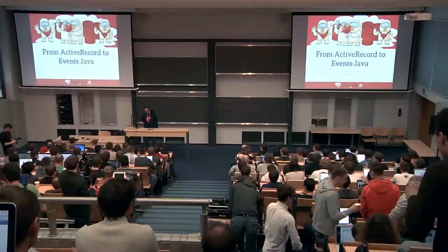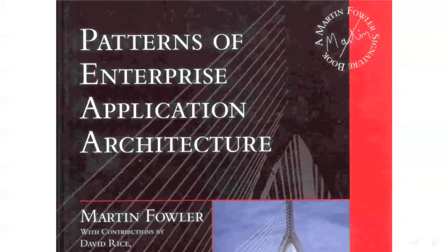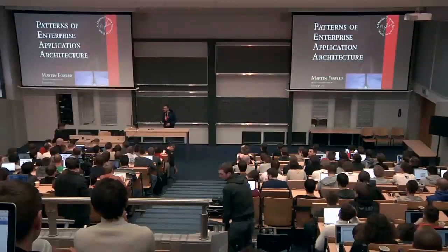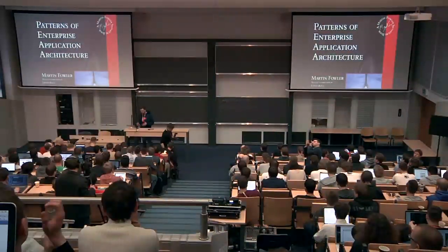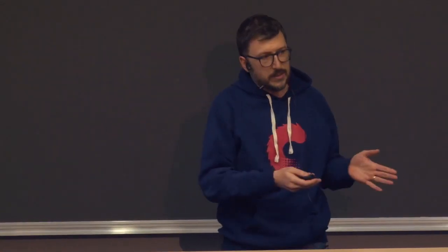So, let's start. How many of you know these books? Oh, nice, most of you. This book was published in 2002, when I was a young developer, and contains lots of interesting patterns for enterprise applications. One of the most interesting patterns inside this book is the domain model pattern, which tells us that we should model our application using objects, and our objects should contain both behavior and data.